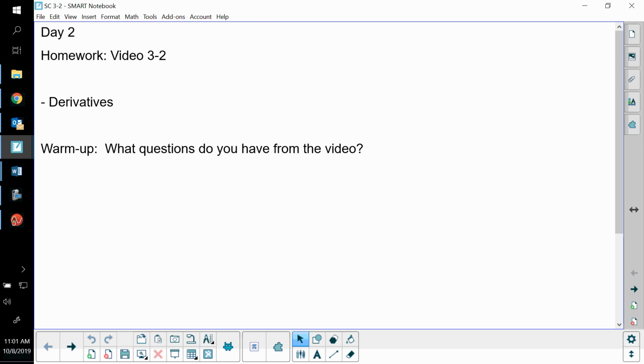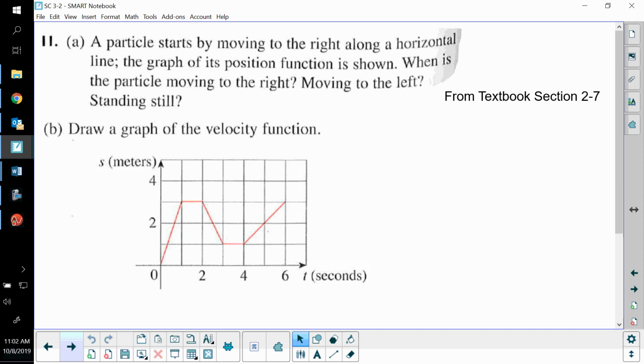Your homework for tonight is video 3-2. It will work more with the definition of the derivative. We'll answer any questions you've had on the last couple videos tomorrow in class. So this is where we're going to start.